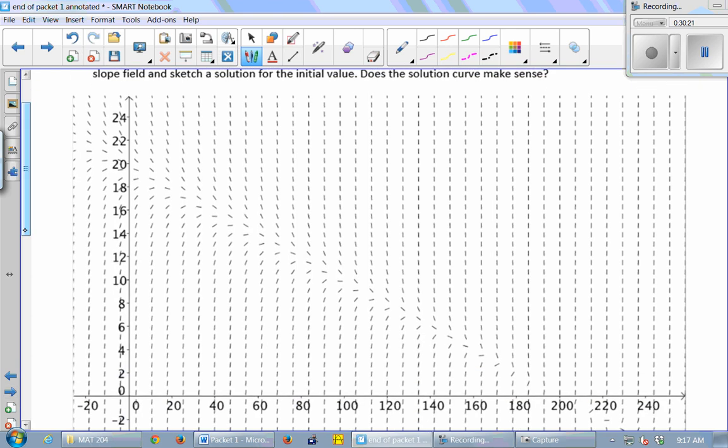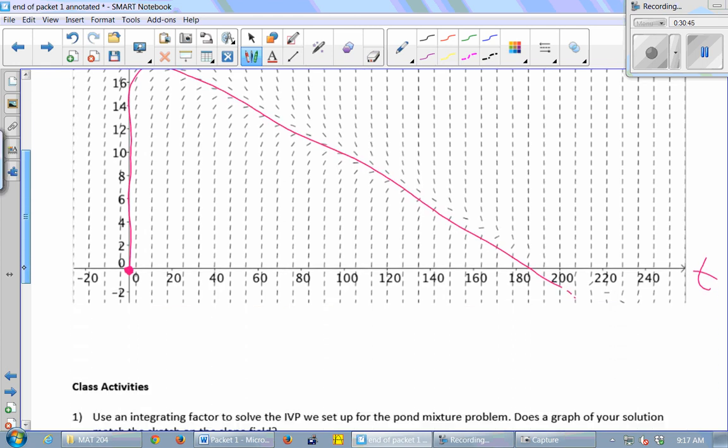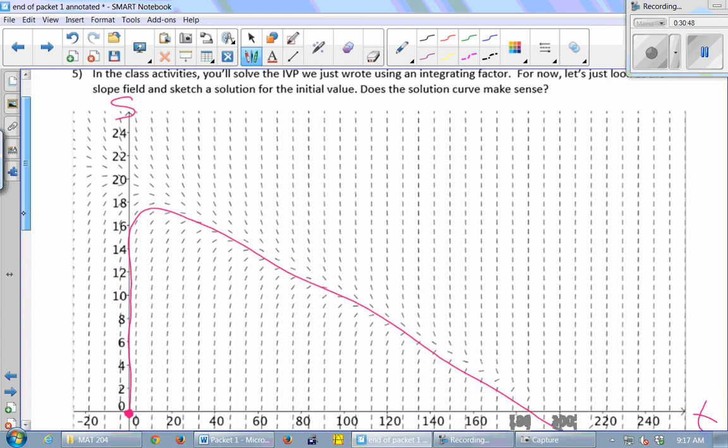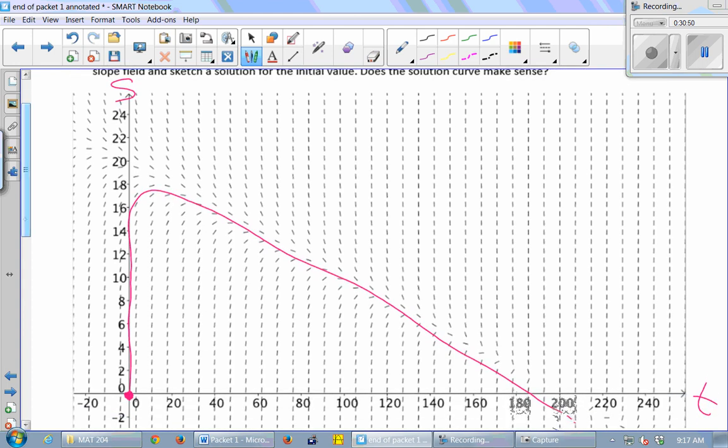My initial value is that at time 0, right, this is time, this is salt in a pond. So at time 0, there's 0 salt. So there's my initial value. And then I'm going to try to follow the slope field, and it looks like it goes up very quickly and then heads down like this, something like that. Does this solution make sense? Does it make sense that the amount of salt in the pond increases very quickly and then decreases to 0?